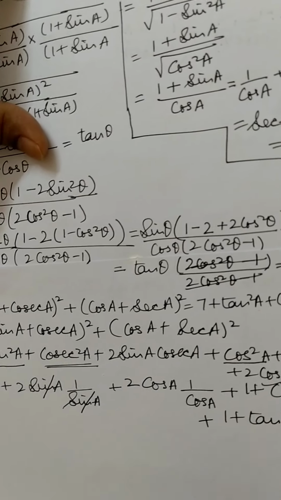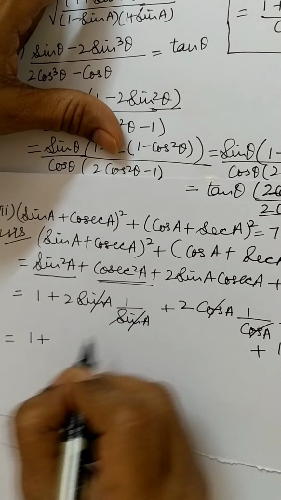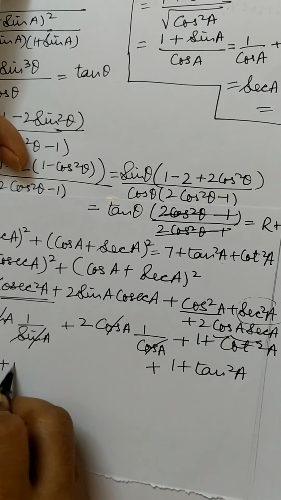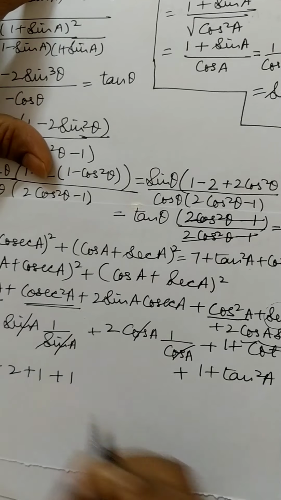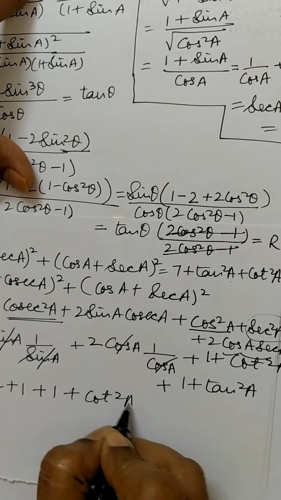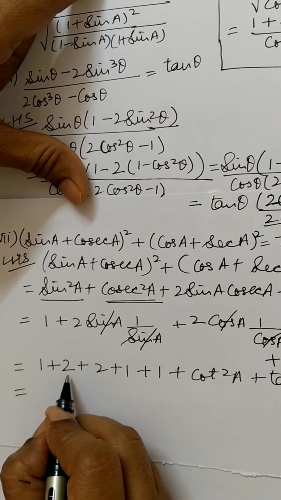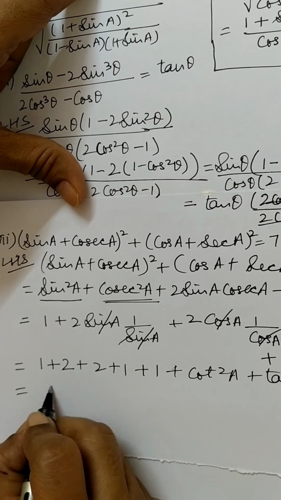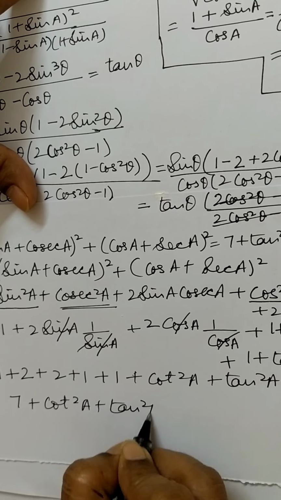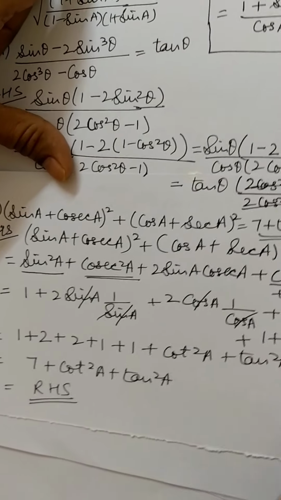Now sin A and sin A cancelled, here cos A cancelled. So we get 1, 2 from this term is left, 2 from the third term is also left, plus 1, and the 2 terms which are left here are cot square A plus tan square A. So 2 plus 1 is 3, plus 2 is 5, 6, 7. So 7 plus cot square A plus tan square A, which was the RHS. So it is equal to RHS.